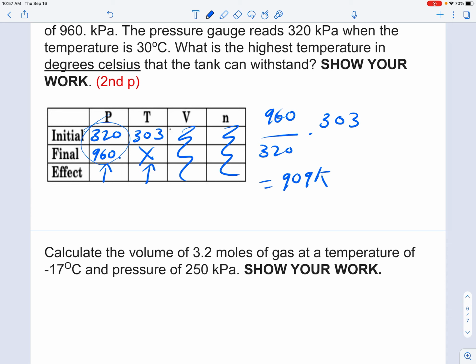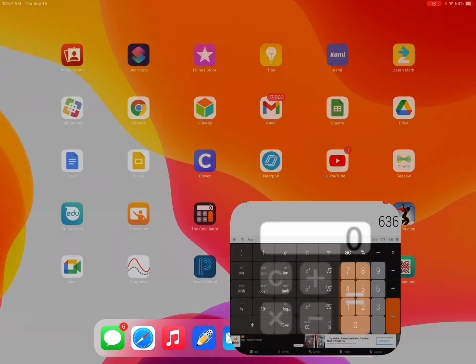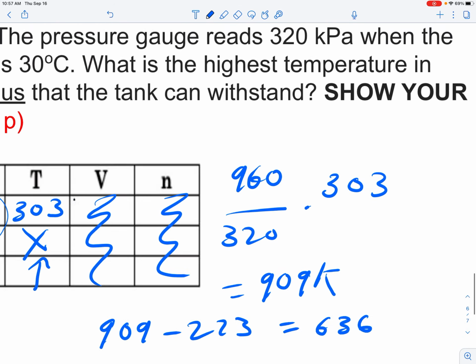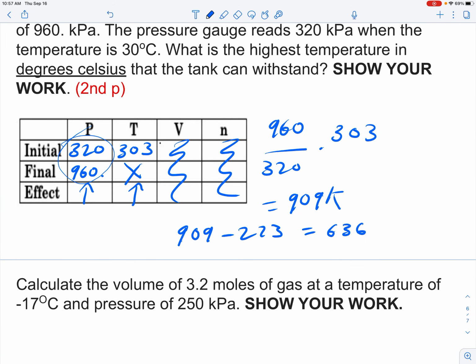This question says, what is the temperature in degrees Celsius? So we've got to go back to Celsius. So we're going to say 909 minus 273 equals 636. But we still need to use our rules for significant figures. 320 has only got two significant figures. And so we are going to round 636 to 640. Because of the 6, we're going to round up. So it's 640 degrees Celsius.